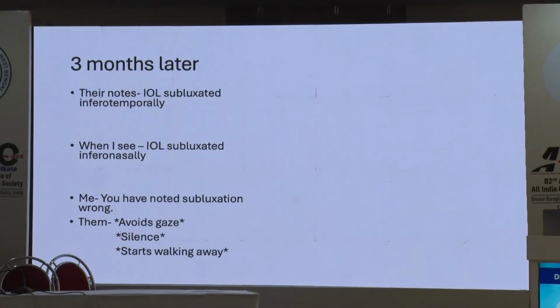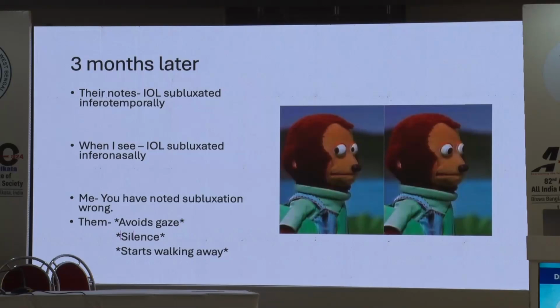Then three months later, they have written that the IOL is subluxated inferotemporally, but when I see it, it is an inferonasal subluxation. I say, you've noted the subluxation wrong. Now they just avoid my gaze. They face me with silence and start walking away.